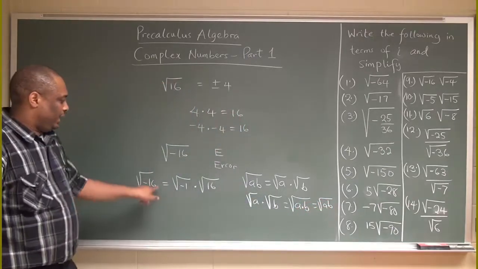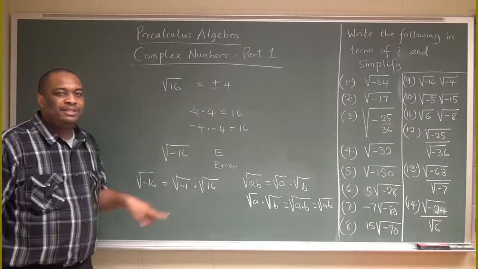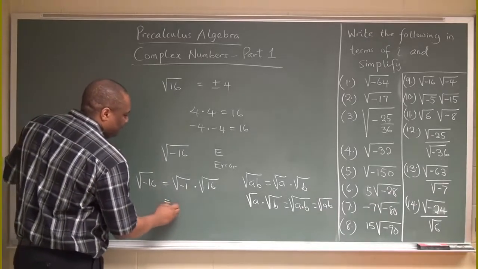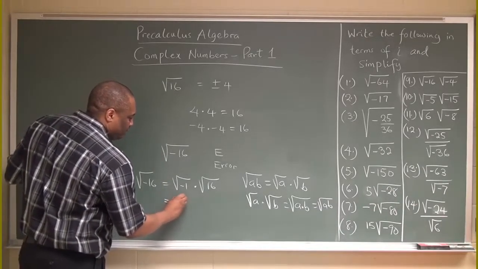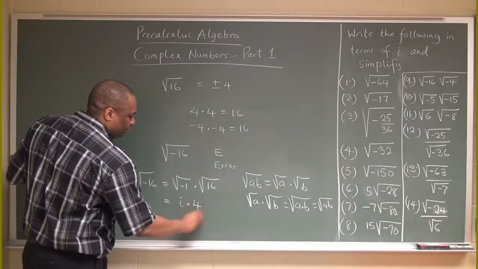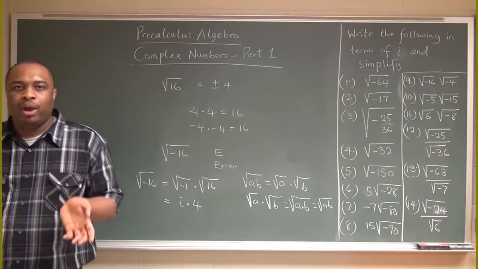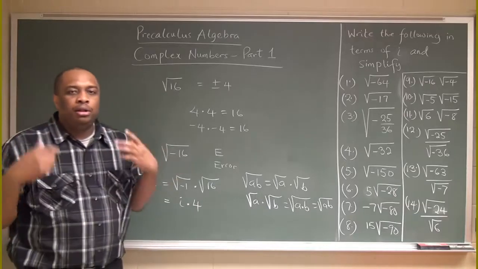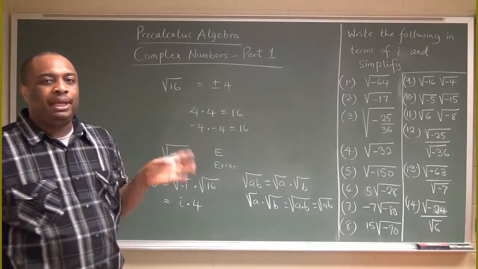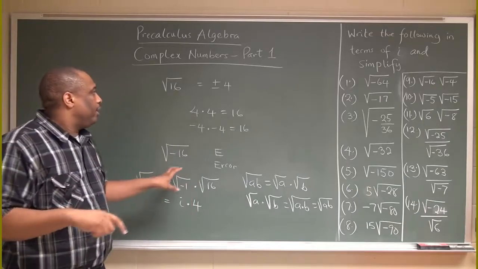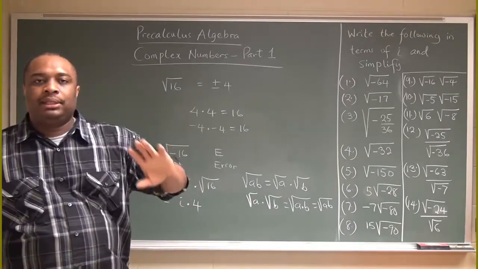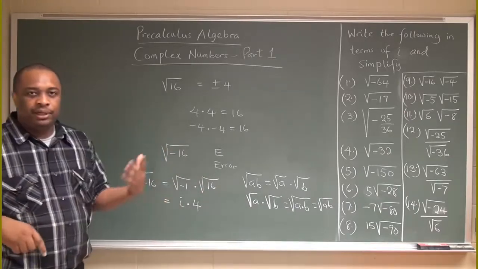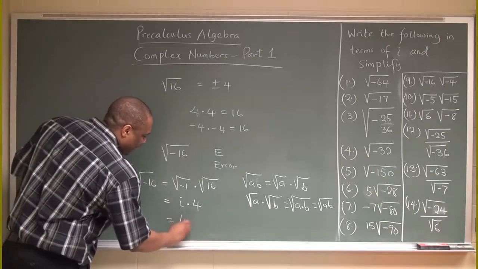So in that case, negative 16 means negative 1 times 16. We now define this as what we call i times 4, 4 being the principal square root. Now, in this video, for all square roots of real numbers, we shall only be dealing with the principal square root, which is the positive square root. And this will now give us 4i.